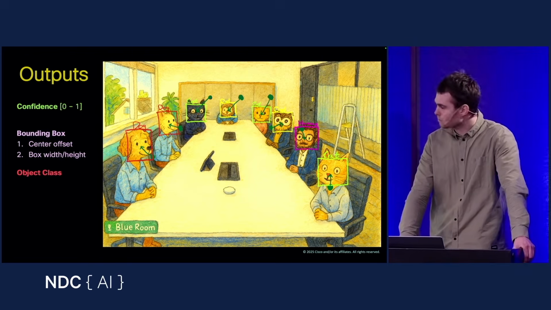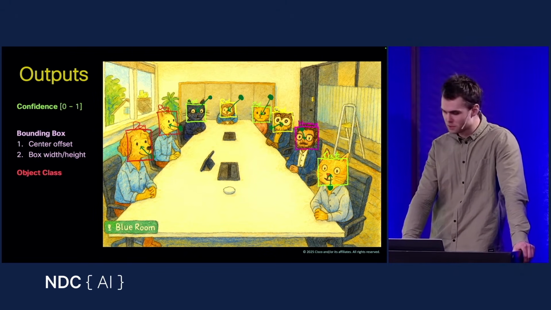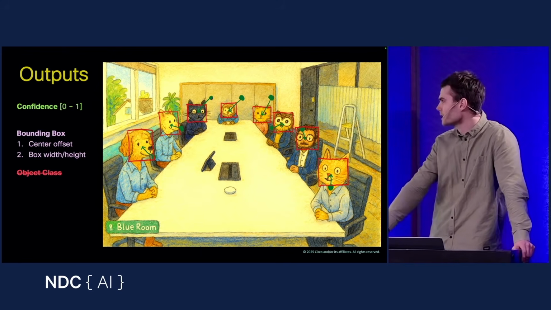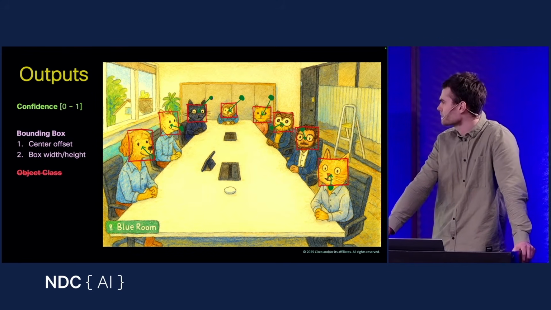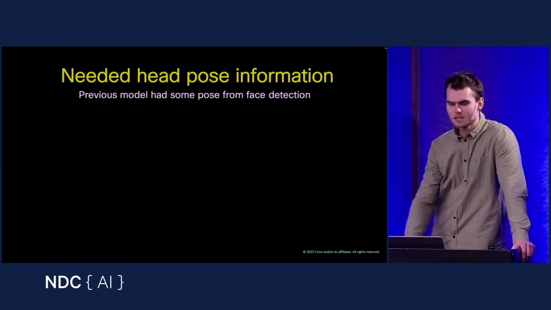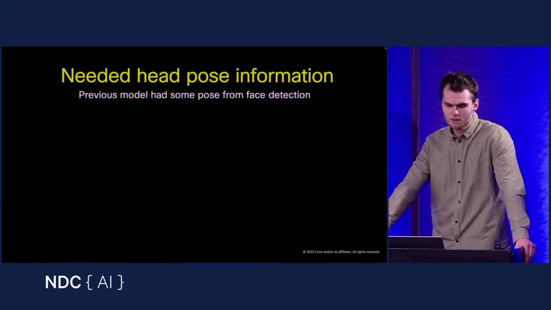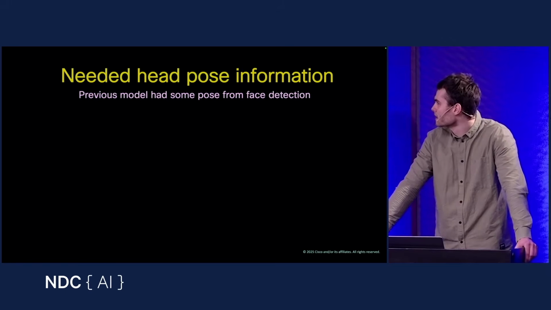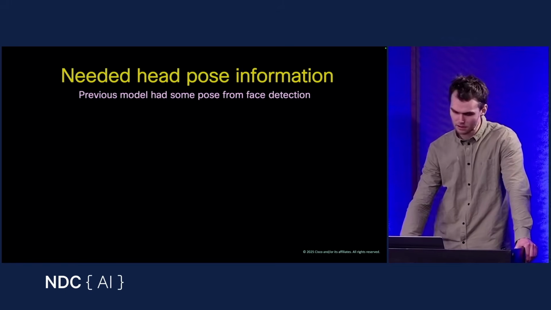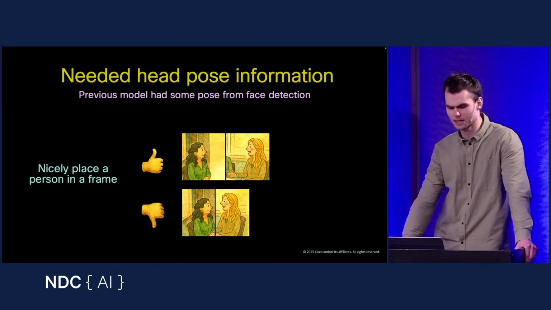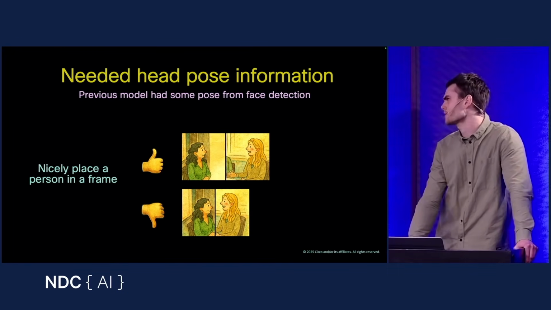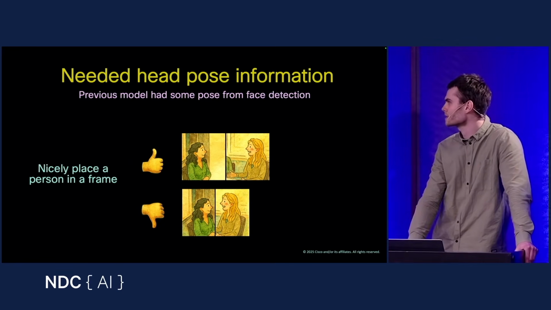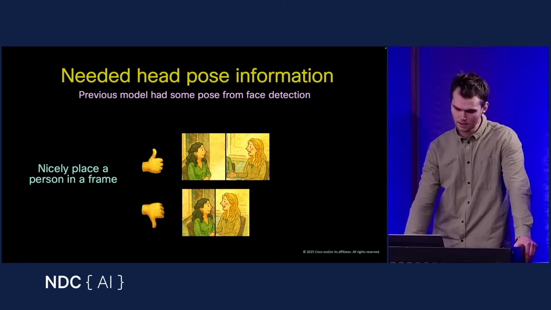But we're not trying to predict animal heads in meeting rooms. We're interested in people. We want a head detection model, and we don't really care about this object class thing. But there is something we need. We needed some head pose information, because that previous face detection model had some inbuilt information about the orientation of a head. And we used that, for example, to nicely place a person in a frame. You can see it looks a lot better when there's a little bit of room in front of your face than otherwise.